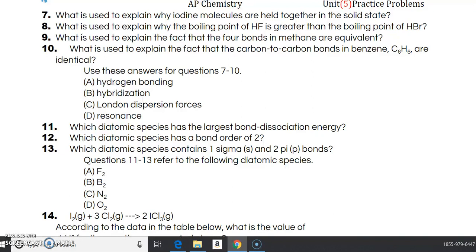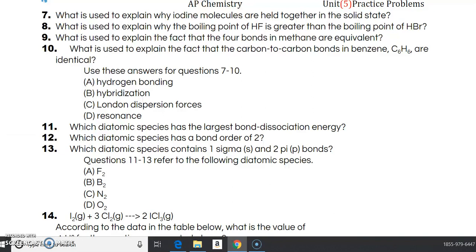Number 8. What is the best explanation why the boiling point of hydrofluoric acid is greater than the boiling point of hydrobromic acid? Again, this is what we answered in a previous question of number 3. Hydrofluoric acid is going to have hydrogen bonding. So A. 9. What is used to explain the fact that 4 bonds in methane are equivalent? If you draw methane, C is our central atom, and you have 4 hydrogens bonded around it. So again, the best answer that is going to answer this is going to be B.